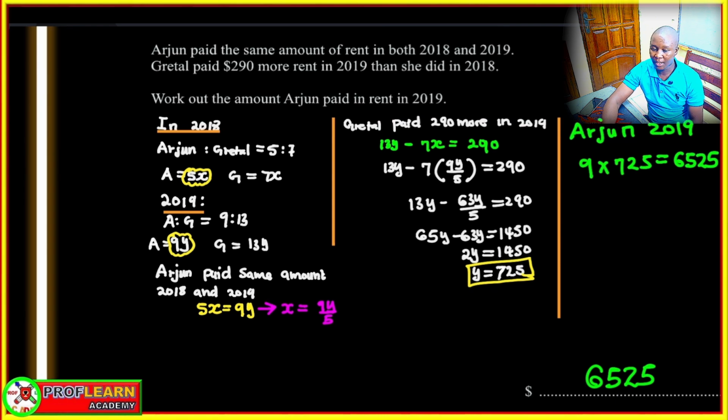6525 as the amount of rent Aljun paid in the year 2019. If you have understood how we have worked out this particular question, you can just leave a comment in the description so that I can read it and understand that this was beneficial.